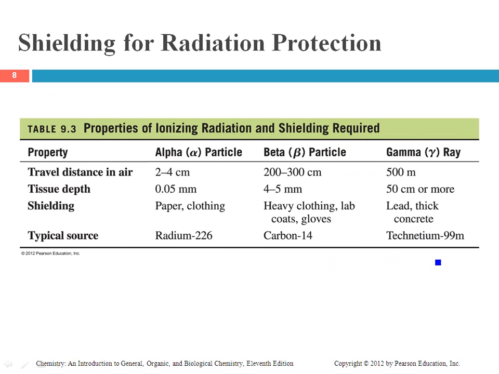Okay, this is the table showing you with a thickness how much protection and shielding you would need from the alpha, beta, and gamma particles. So radium is a typical alpha particle source, carbon-14 is a typical source of a beta particle, and technetium is a typical source of gamma rays. And this is actually used for stress tests in the hospital. They use this, and so it has to be very, very limited and you have to be very, very careful, but it is used in the hospital.